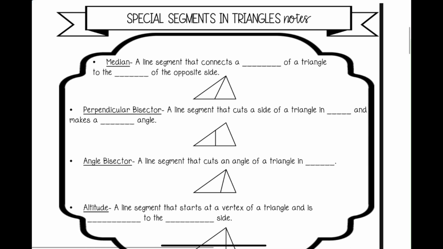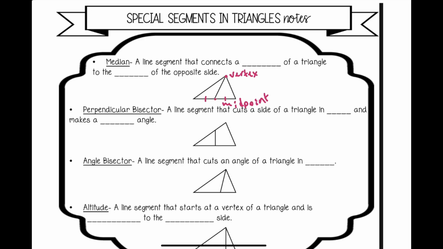We're going to look at special segments and triangles. The first one is the median. It is a line that connects a vertex of a triangle to the midpoint of the opposite side. So you can fill in those blanks, vertex and midpoint. And what it does is, here's my vertex, and here's the midpoint of that side. And I know it because if I make these two marks, those little parts are the same. So that is called the median.